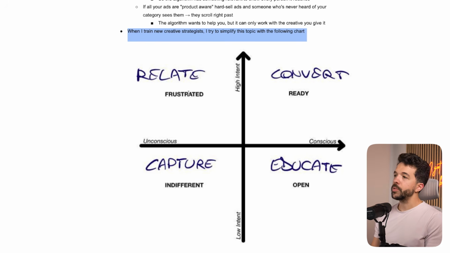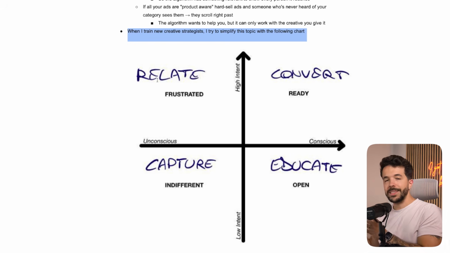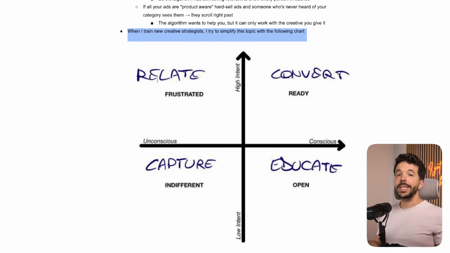Then for the frustrated people, the people who already know they have a problem, they have high intent of fixing the problem, but they don't understand that there's a solution, you want to get them to relate to you. You want to get them to relate to your solution. So in this case, you focus on the problems that they face every single day, but you do it with somebody who is relatable for them, somebody that looks exactly like them. Then you have people who are open. They know that there's a solution, they're conscious of the solutions, but they have low intent to buy your product yet. And in this case, you want to educate them on why your product is better.